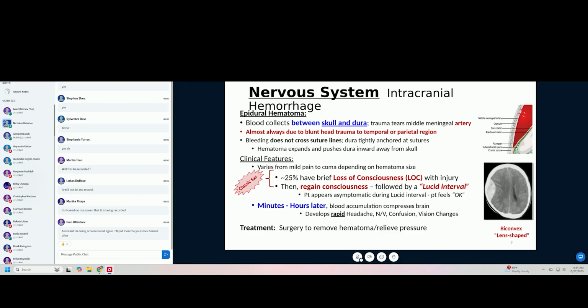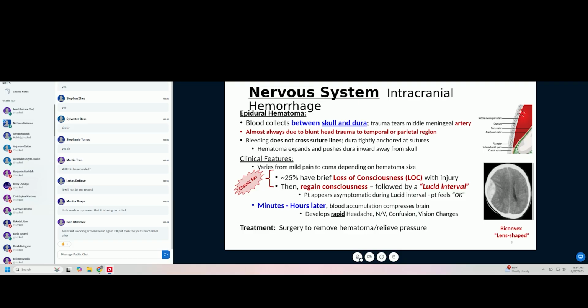They lose consciousness, right? They'll get stunned. They're going to have loss of consciousness. But the thing with these is that when they regain consciousness, they're going to be alert. That's what lucid means. They're going to have a lucid interval where they feel normal, they're acting normal, they're talking normal. But then as that brain bleed starts to increase the pressure in the brain, the patients are going to start to develop signs of increased intracranial pressure. So they're going to have a rapid headache, nausea, vomiting, confusion, vision changes.